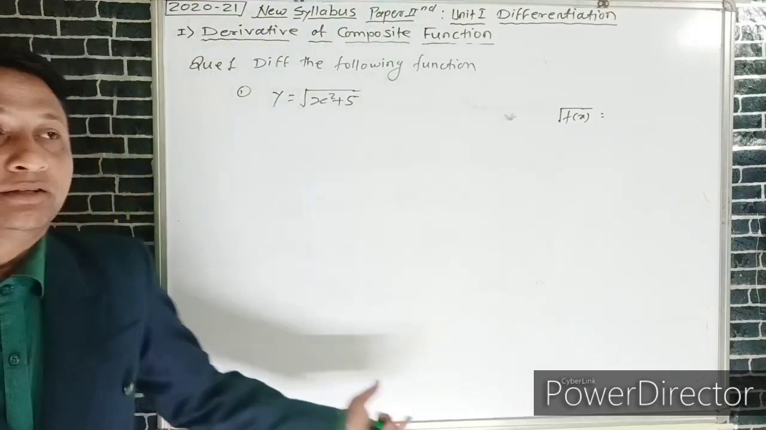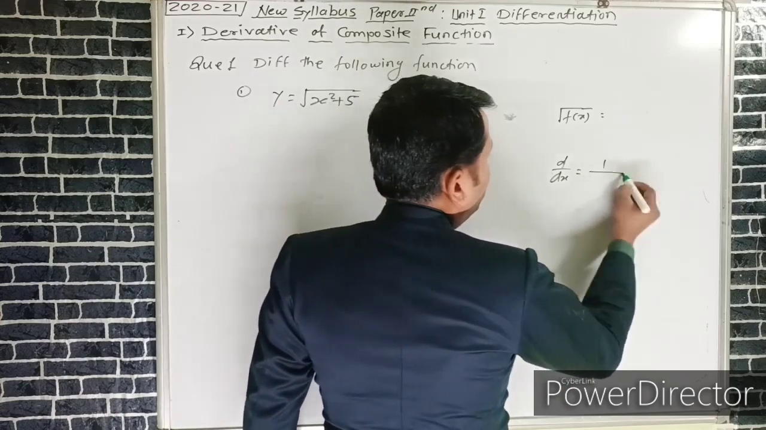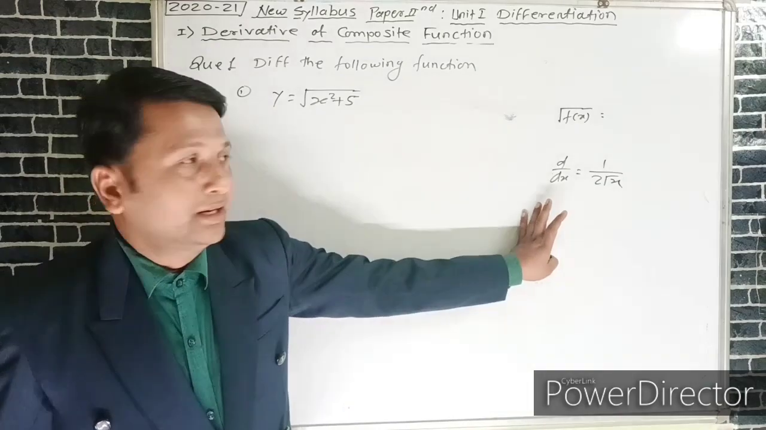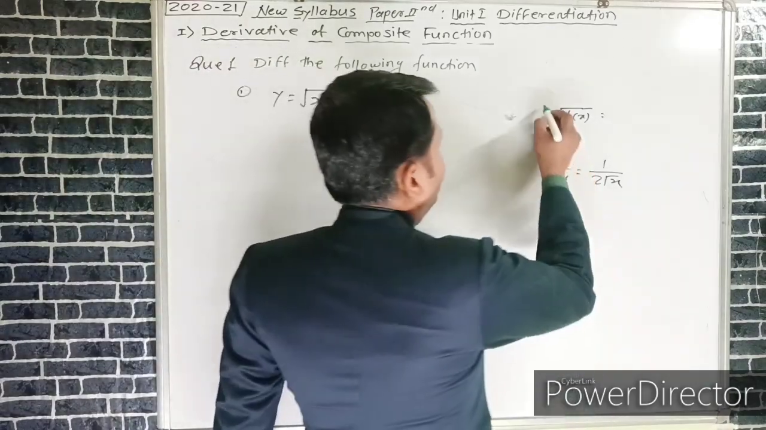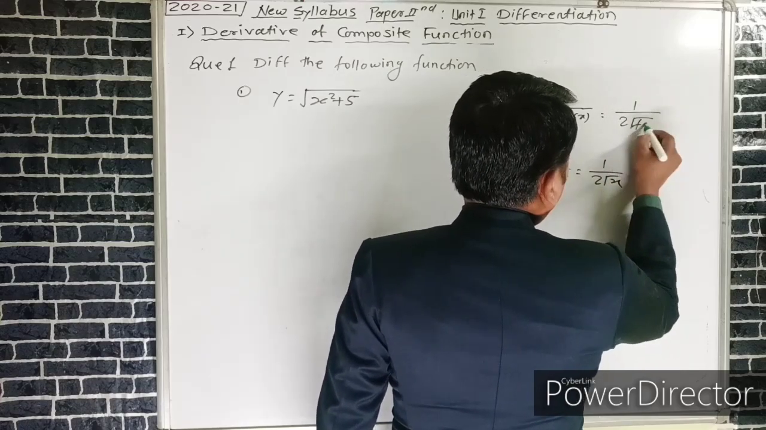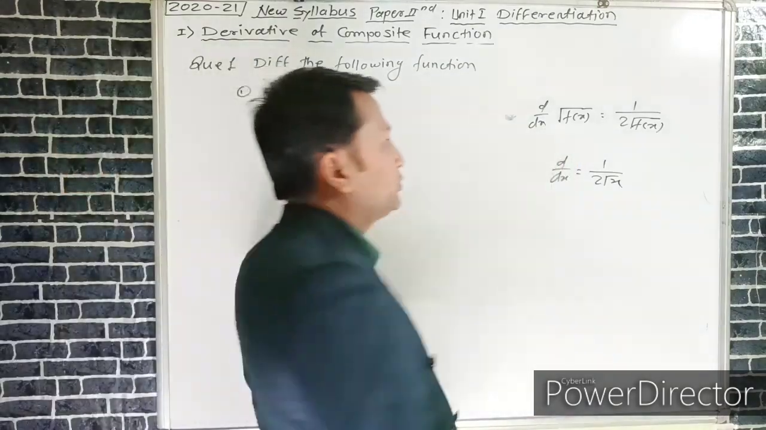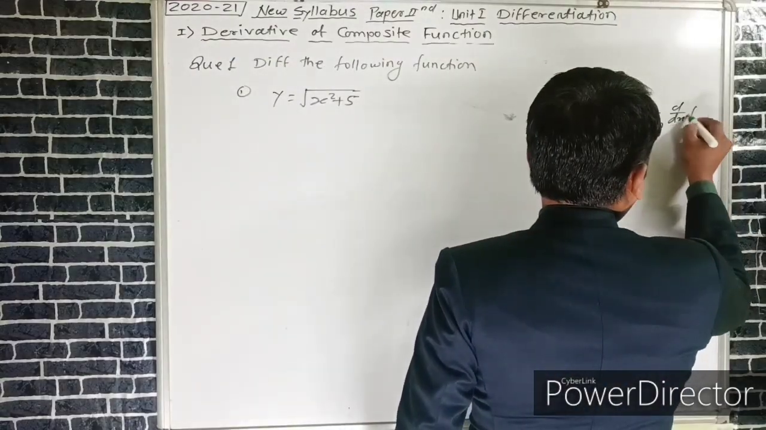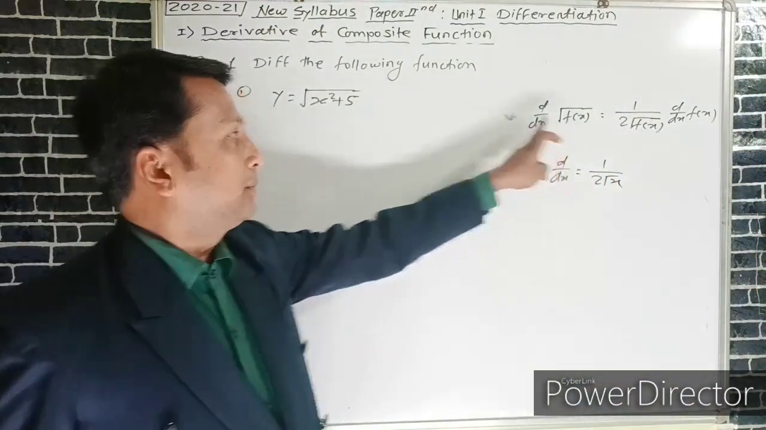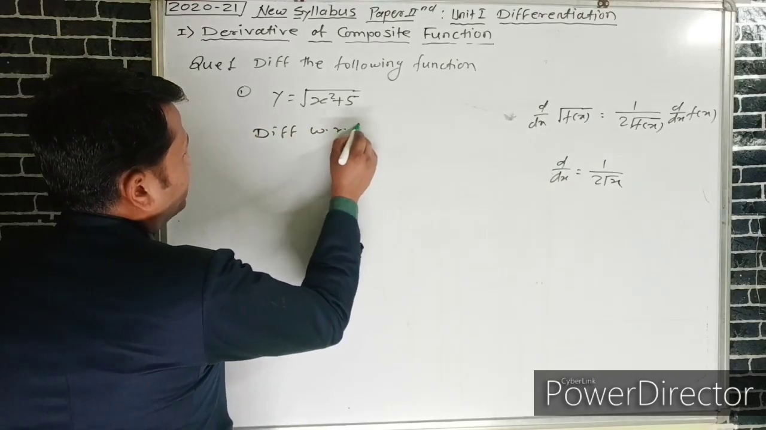And we know that the derivative of root x is equal to 1 upon 2 root x. Hence, we can write the derivative of under root f(x) is 1 upon 2 root of f(x). The function is in composite form, hence we can write it again with the derivative of f(x). This we can apply in this form. Now differentiate the given function with respect to x.